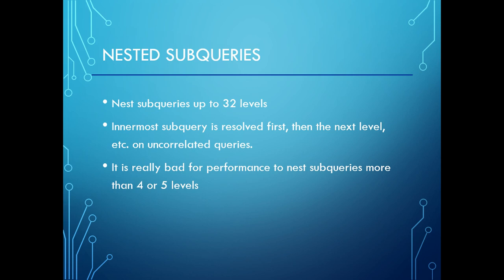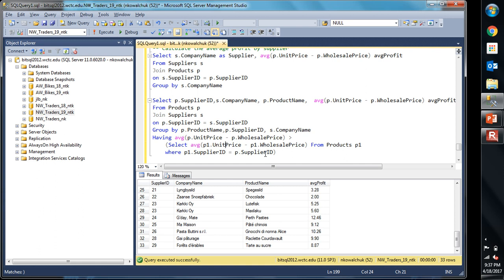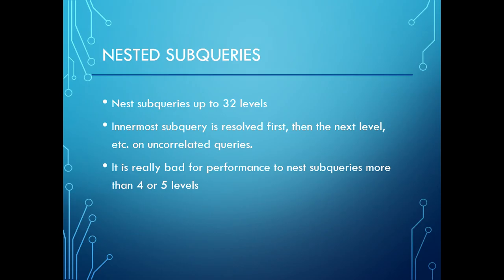So we can nest subqueries. We could have a subquery, another subquery inside of here, and another subquery inside of that. You can do it up to 32 levels. You should never, ever nest anything that deep. It can cause serious performance issues when that occurs. I wouldn't recommend going more than 4 or 5 levels deep, and even then you can cause lots of performance issues.